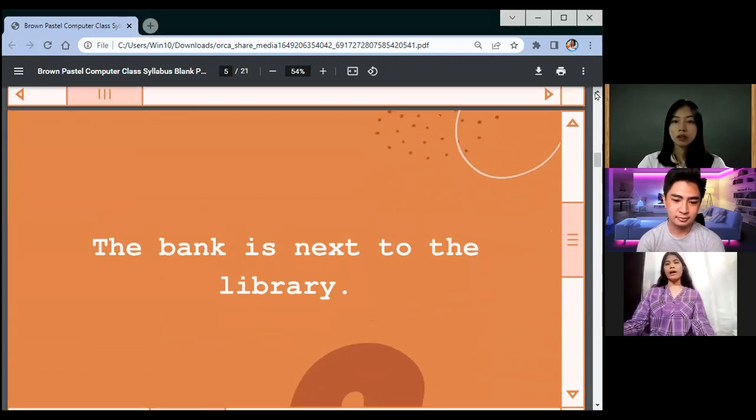For this, we have this sentence: the bank is next to the library. Can you try to spot where the preposition is here? Let's have Mr. Castro. The preposition in the sentence is the word to. Okay, nice try. The preposition here is the words next to. It can be seen as a two-word group, but it acts as a one-word group. Next slide, please.